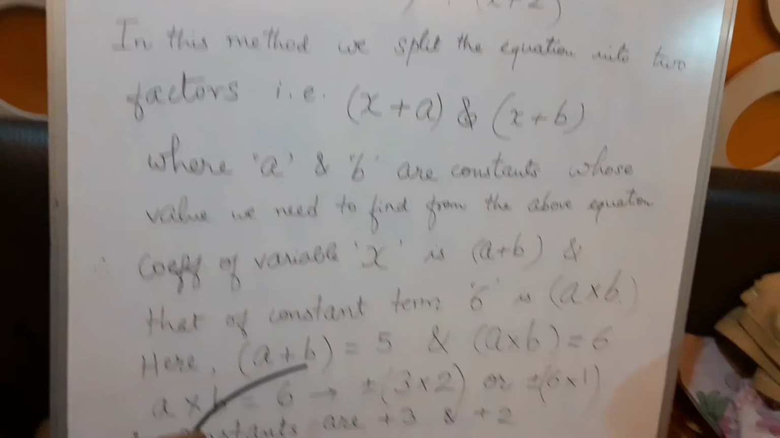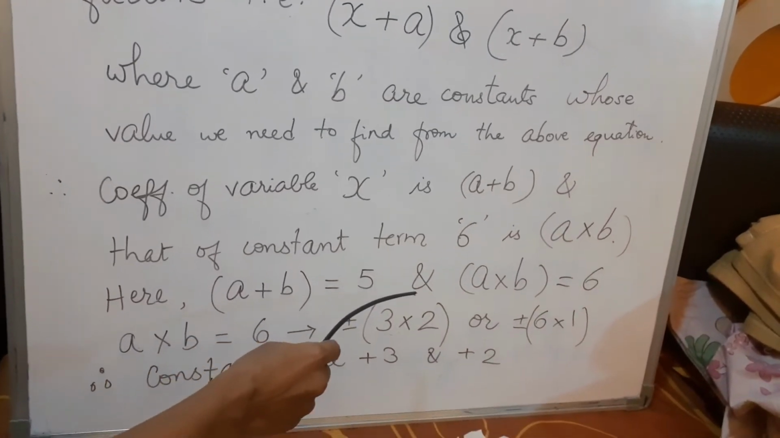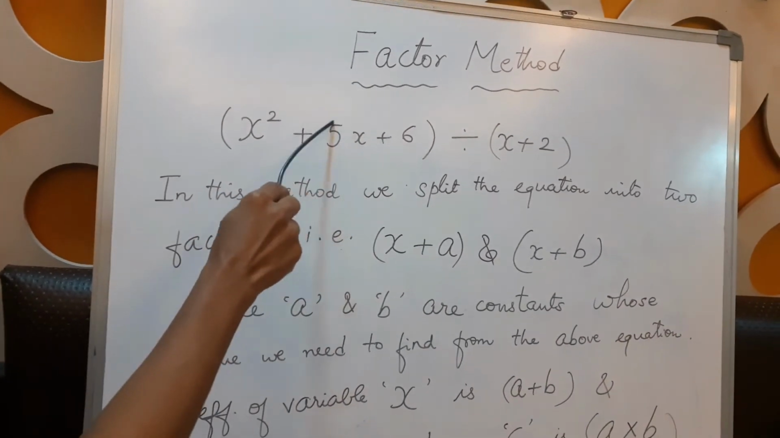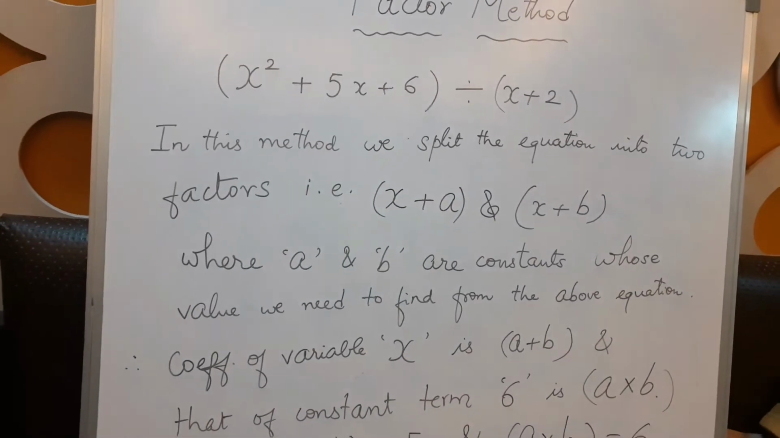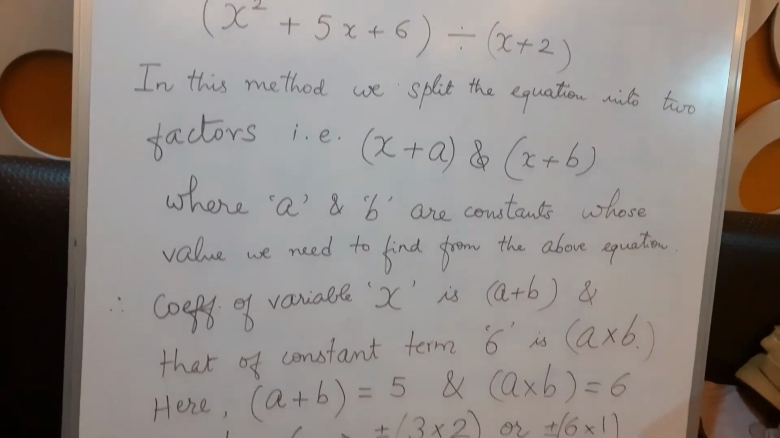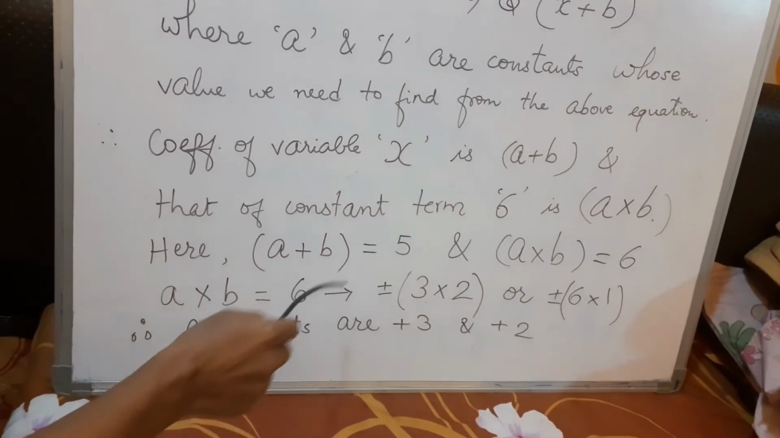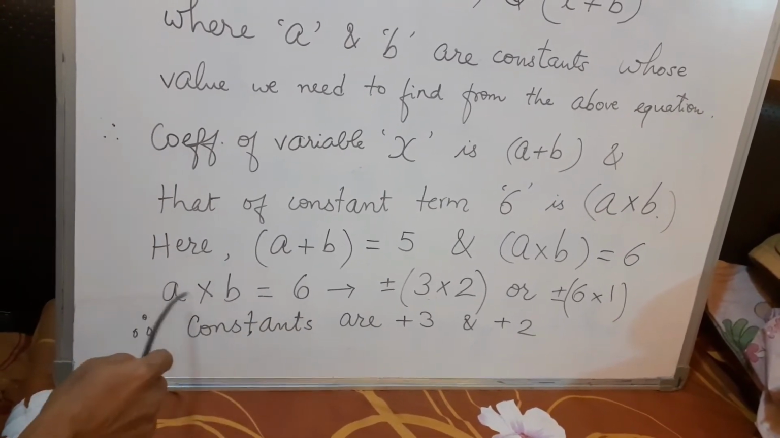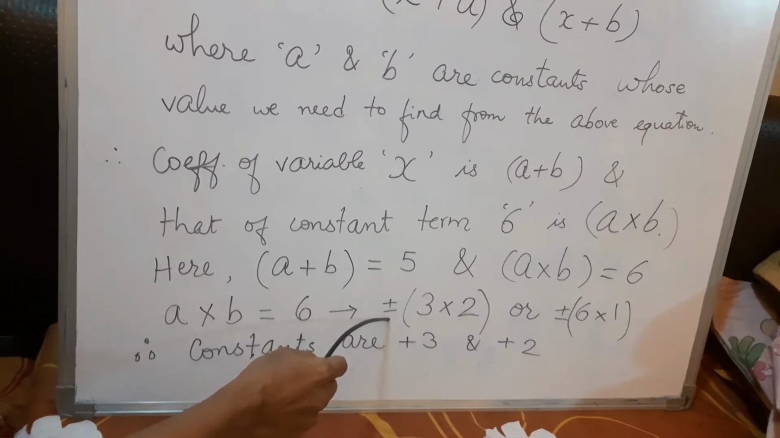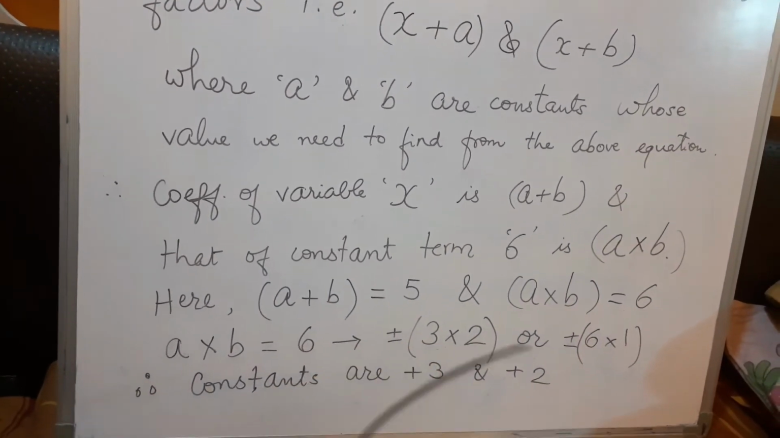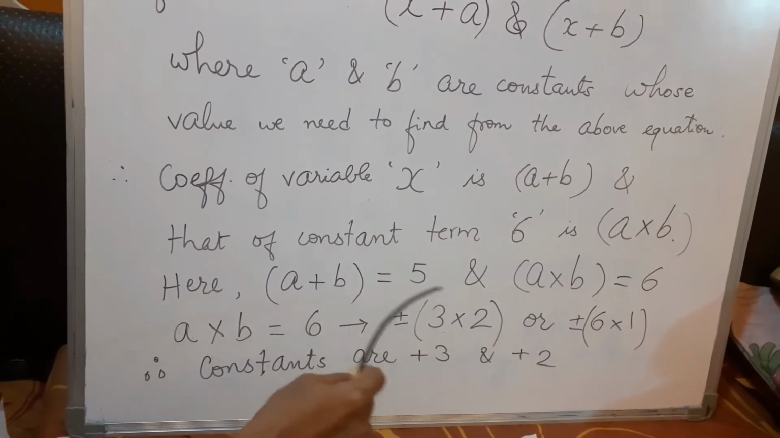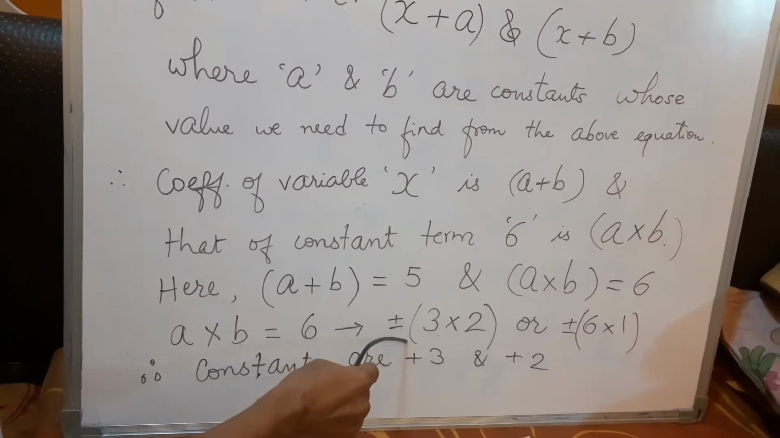Here a plus b equal to 5 and a into b equal to 6. A plus b is 5 and a into b equal to 6. So a into b is 6, as we have seen. Now in this case, the values of a and b would be plus or minus 3 into 2, or it could be plus or minus 6 into 1. Either can be assumed in this equation.